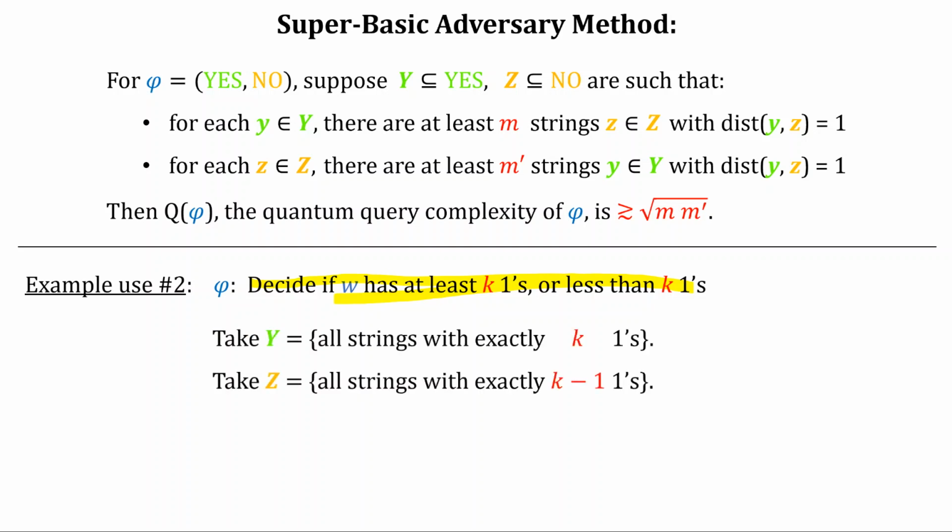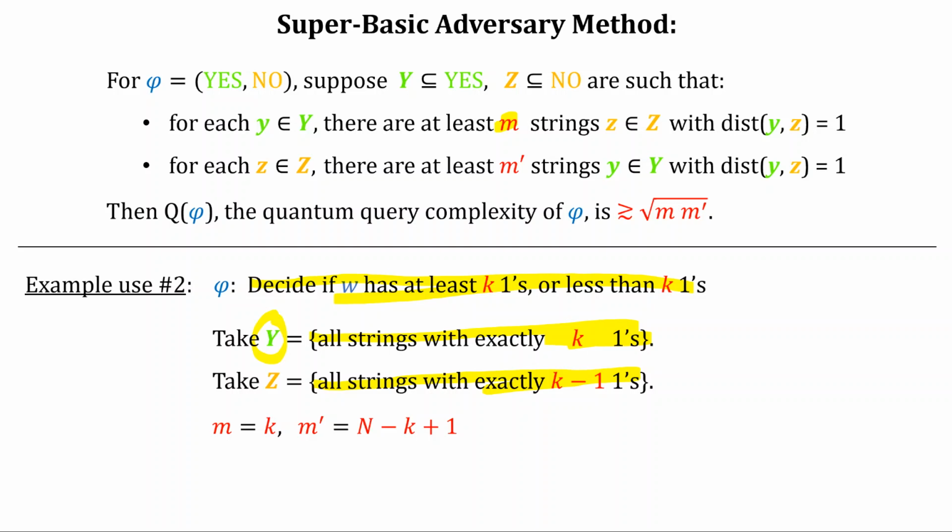And there's a natural choice for what capital Y and capital Z should be for this problem. For capital Y, you'll just take all the strings that have exactly k 1s, and for capital Z, you'll take all the strings that have exactly k minus 1 ones. So indeed, these are sets of yes strings and no strings, respectively. And now we just have to compute m and m prime. For m, you have to look at each string in Y and ask how many Hamming distance 1 strings there are to that string in Z.